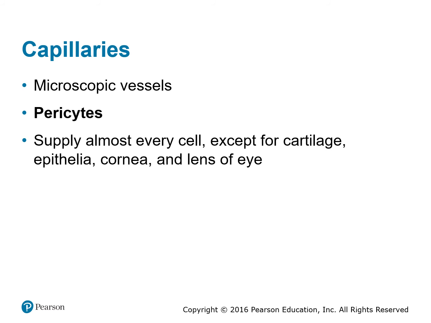The capillaries are the microscopic vessels. The diameters of the capillaries are so small that only a single red blood cell can pass through at a time. We're going to talk about the biconcave disc shape of red blood cells and the functionality they serve when we talk about the blood chapter. The capillaries contain what are called pericytes, which are spider-shaped stem cells that help stabilize the capillary walls. They also control permeability, and they play a vital role in vessel repair. The capillaries supply almost every single cell, except for cartilage, epithelia, the cornea, and the lens of the eye. Everything else is supplied by capillaries.